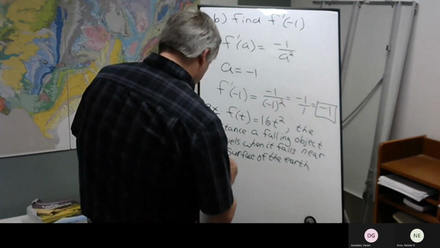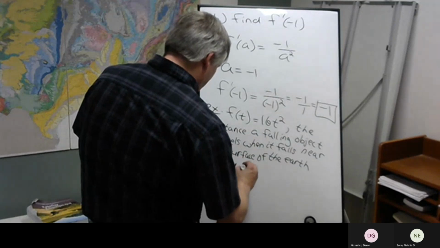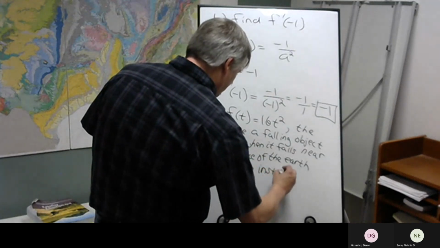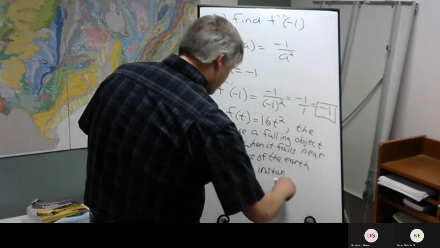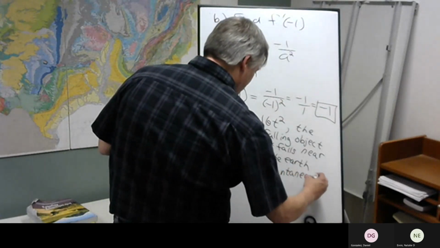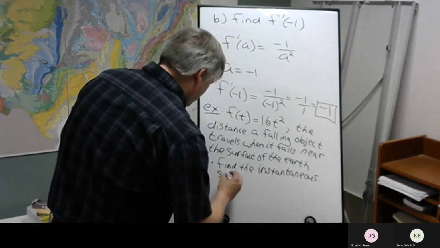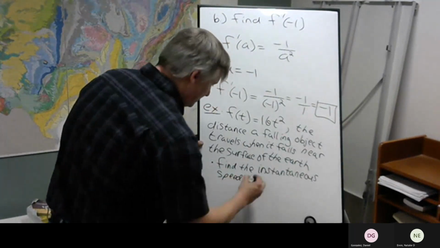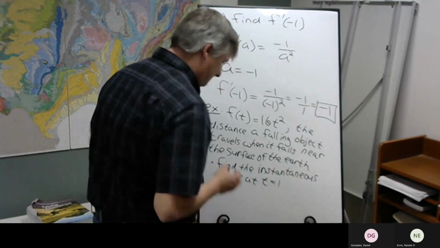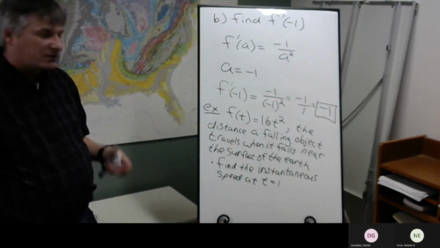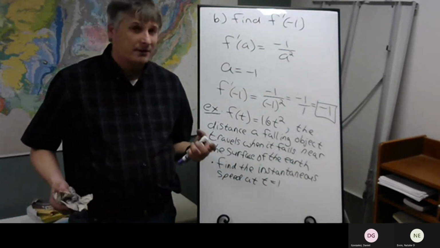We want to find the instantaneous speed at t equals 1. We're going to talk about some physics, why we're calling this a speed.